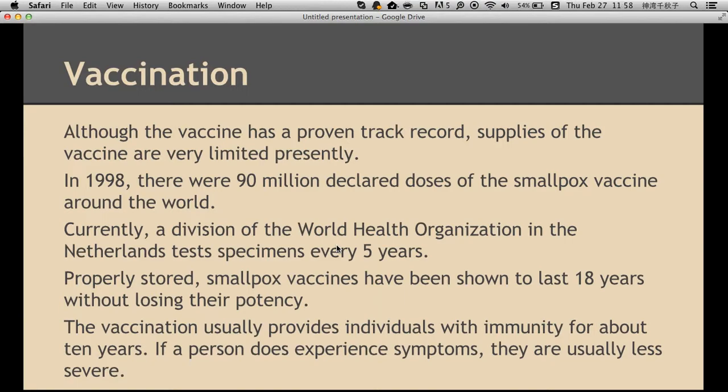Currently, a division of the World Health Organization in the Netherlands tests specimens every 5 years. Properly stored, smallpox vaccines have been shown to last 18 years without losing their potency. The vaccination usually provides individuals with immunity for about 10 years. If a person does experience symptoms, they're usually less severe. Even when the vaccine becomes less effective in people who are losing immunity, they are still less likely to transmit the virus. Those who are revaccinated after the first vaccination wears off usually hold their immunity longer than those receiving the vaccine for the first time.